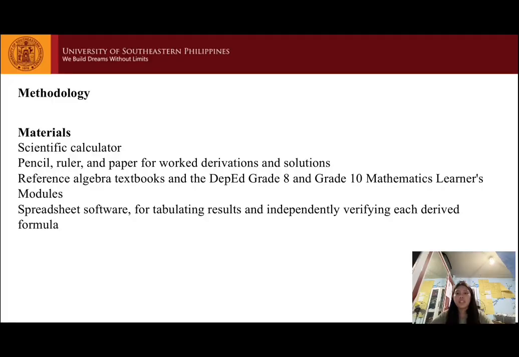So for the methodology, we have the materials for this investigation. A scientific calculator for verifying computations, pencil, ruler, and paper for symbolic derivations and word solutions, and reference algebra textbooks together with the DepEd Grade 8 and Grade 10 Mathematics Learners module, and spreadsheet software to organize our computations and independently verify the formulas that we derived.